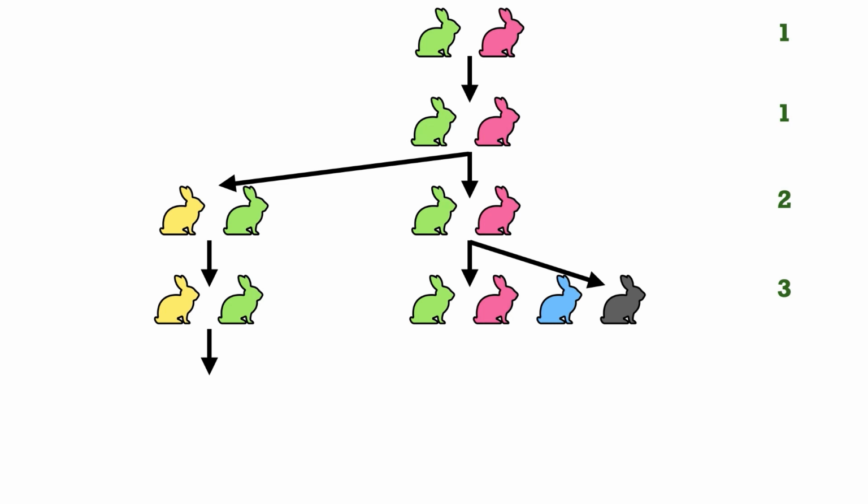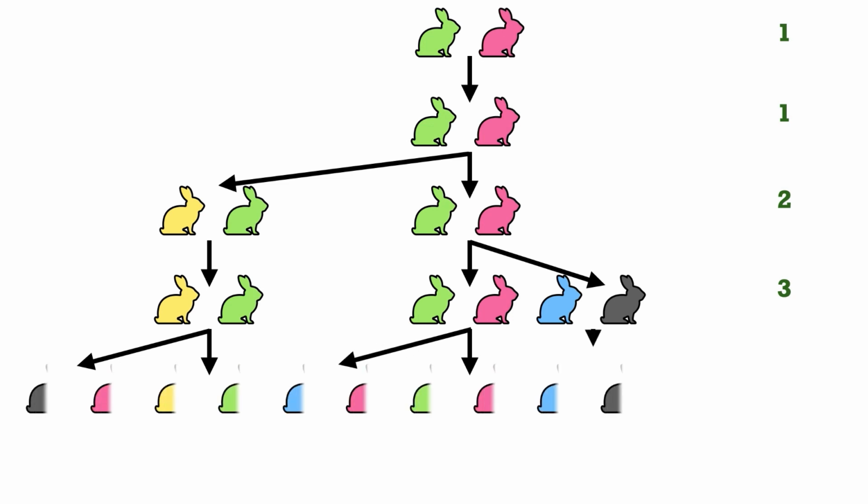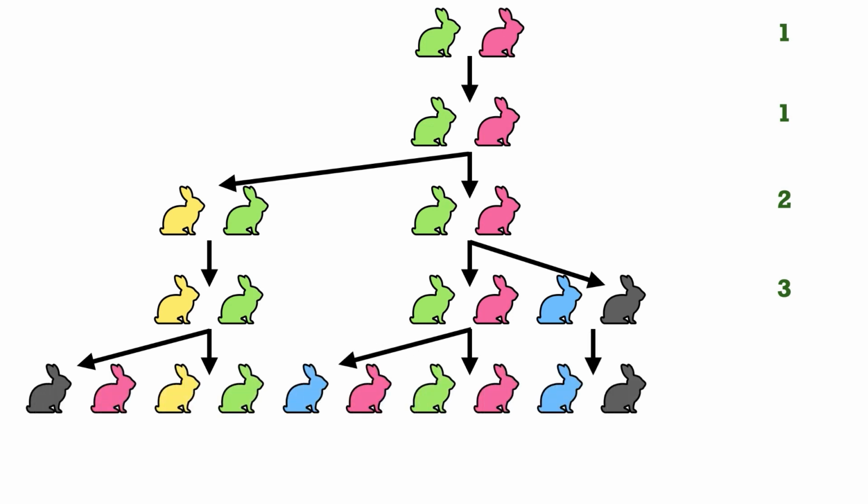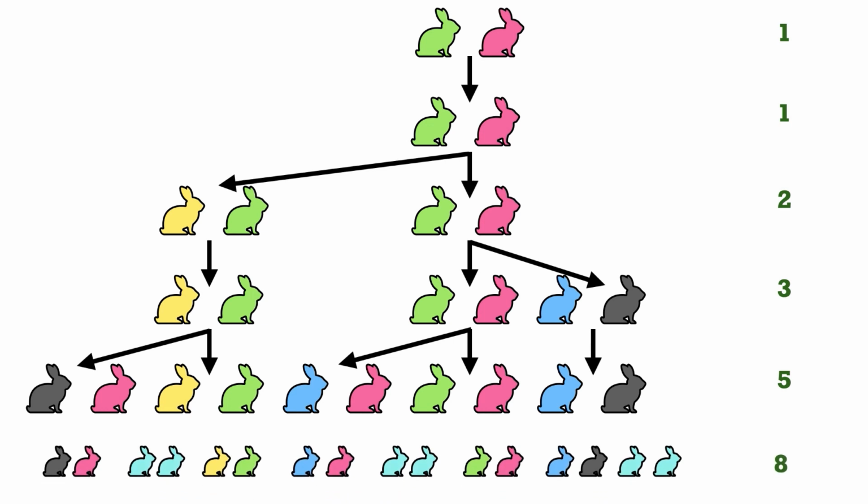Now at the end of the fourth month, the original female has produced yet another new pair. The female born 2 months ago produces her first pair also, making five pairs. Now at the end of the fifth month, the original female has produced yet another new pair. The female born 3 months ago produces her second pair. The female born 2 months ago produces her first pair, making eight pairs.